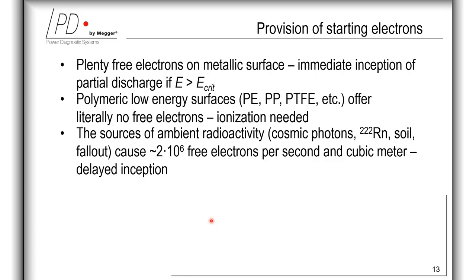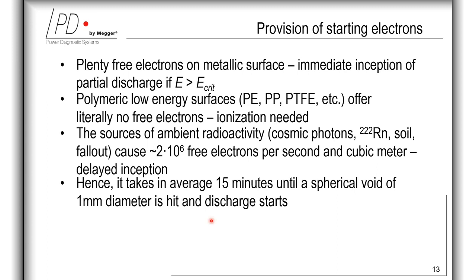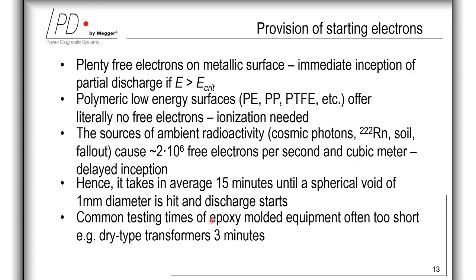The sources of this ambient radioactivity cause 2 times 10 to the power 6 free electrons per second and cubic meter. A spherical void of, let's say, 1 millimeter diameter having no own free electrons shows an average statistical delay of 10 to the power 3 seconds to be hit by the first photon. Hence, it takes on average 15 to 16 minutes to be hit by the first photon, and then the partial discharge activity of such a 1 millimeter void starts.